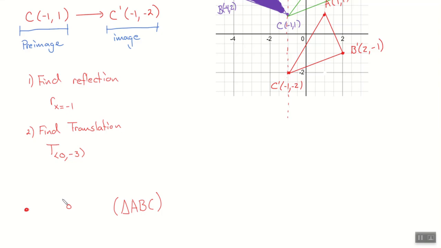So we reflected first, it'll be closest. So here's my reflection over the line x equals -1. And then after we reflected, we then translated it how? And I don't really need you to say it. It's 0, -3, right? We just wrote it. Here's our single glide that took us there.